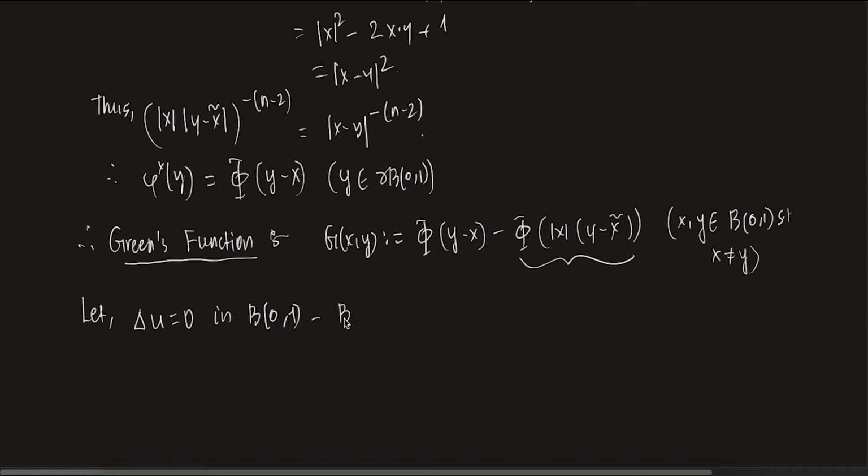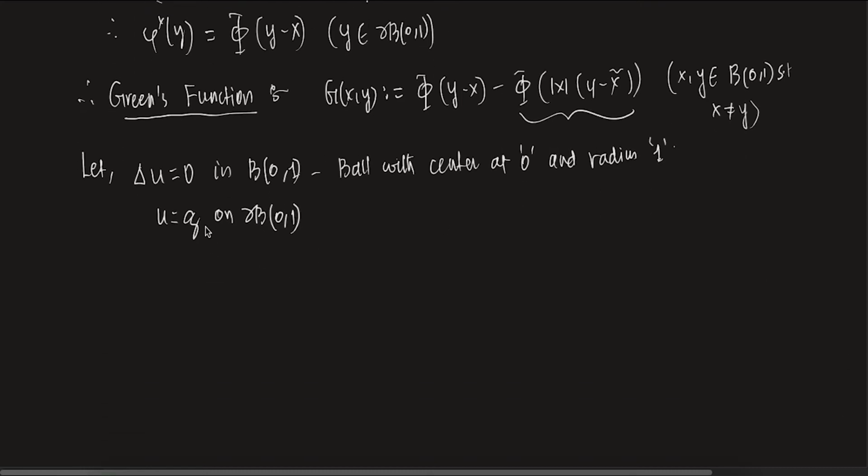Okay, so basically this is the ball with center at 0 and radius 1. Please remember, in this course, whenever I say B(0,1), you just think of it as a ball with center 0 and radius 1 until I say otherwise. Okay, and u is g on the boundary of the ball. So let's say this is given. I am not taking f. Let's just start with Laplacian equals 0, harmonic.